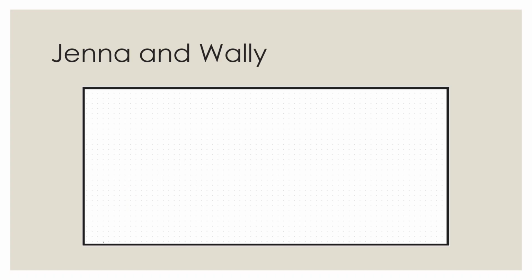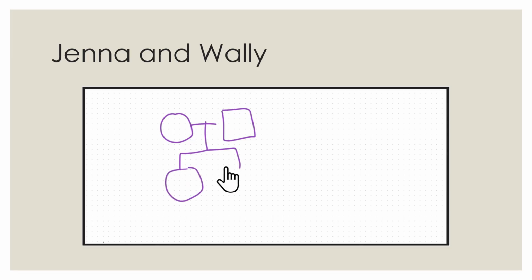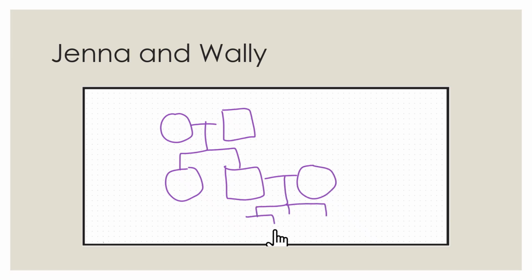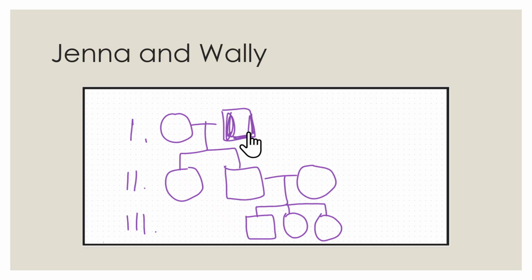Next, we have Wally and Jenna's family. So here's Jenna and Wally. Now, when I read this, I saw that there were 3 generations, so I made sure I drew a little bit higher up. So Jenna and Wally have 2 children, a boy and a girl. Their boy child has been married, and their boy child has children. And we have our 3 generations here. Wally and Jenna are the first generation. And Julio, the son who got married, his kids are in generation 3.